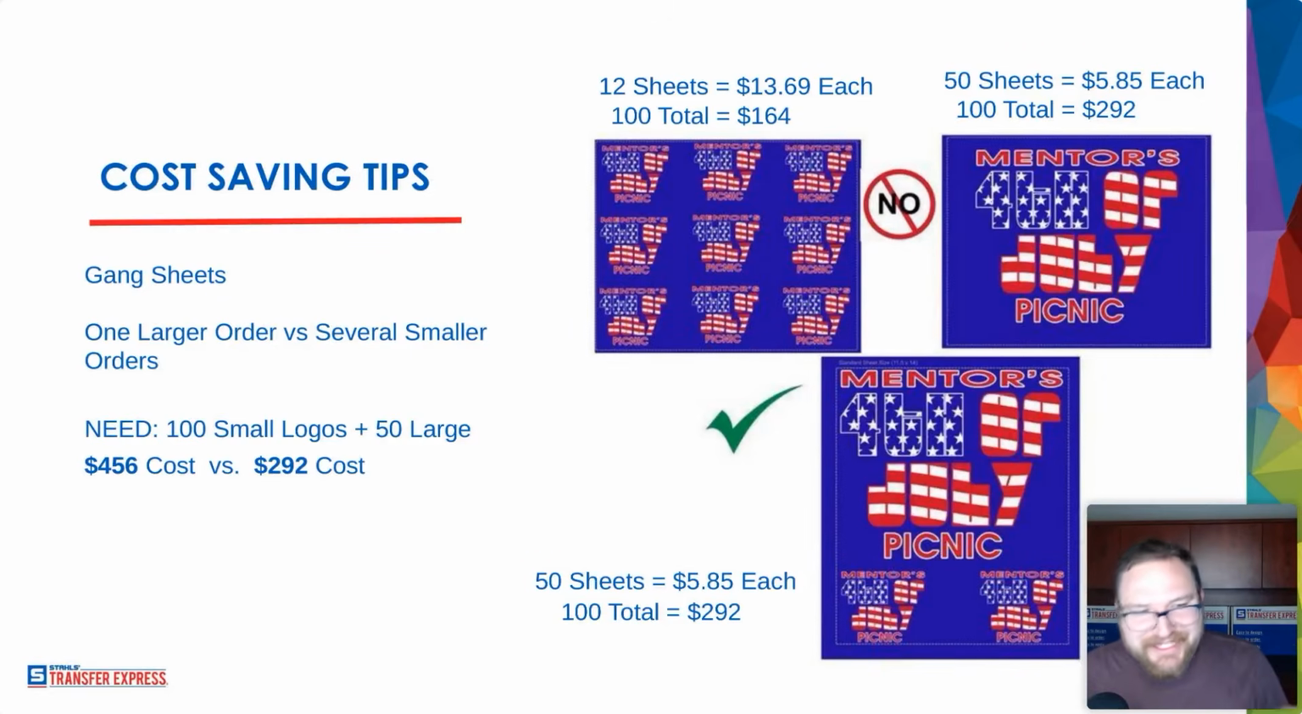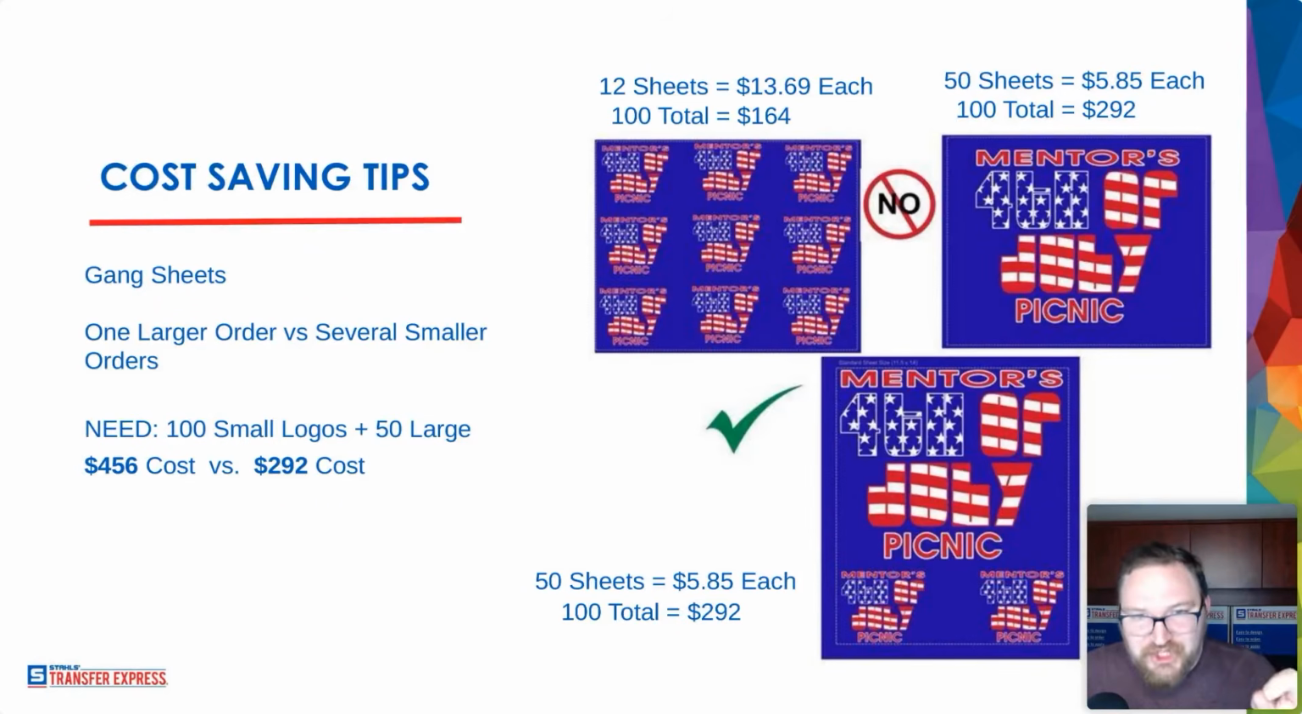So say for this exact example, we need 100 of these small left chest size logos and 50 of these large full back logos or full front logos, whatever it ends up being. The cost difference here is quite astronomical because we want to be sure we're getting that bulk pricing. So here, $456 if we did this like we did at top. So one Gang Sheet was all of the small ones at only 12 sheets. So we had 100 total, which that 12 sheets is we don't actually need 12, but I bumped up to 12 to save that money on that example that I had in there. And so 100 sheets total is going to be $164.